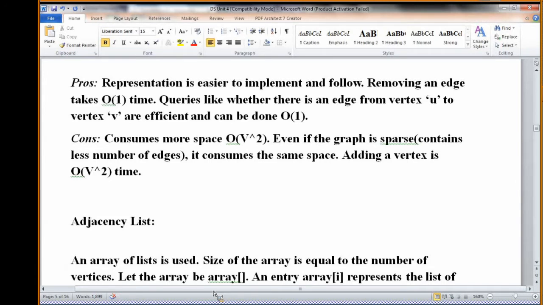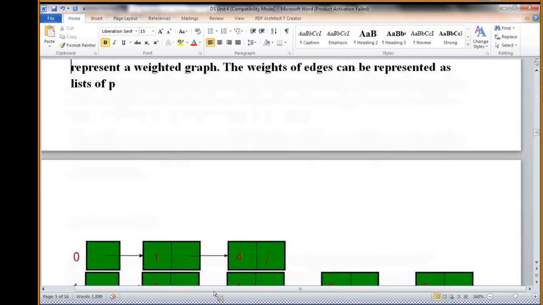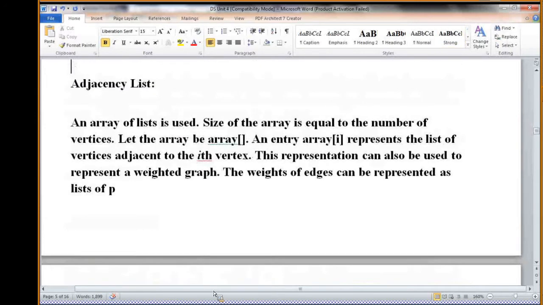And next we'll see the adjacency list. An array of lists is used. The size of the array is equal to the number of vertices. So how many vertices are there? 5 vertices are there, so array of 5. The entry array[i] represents the list of vertices adjacent to the ith vertex. So what are the vertices adjacent to 0? 4 and 1. There are 2 of them.